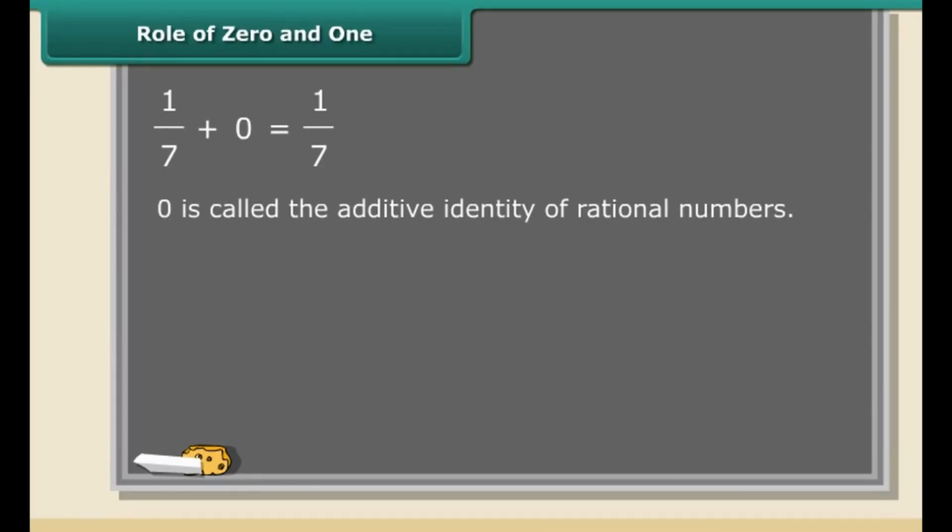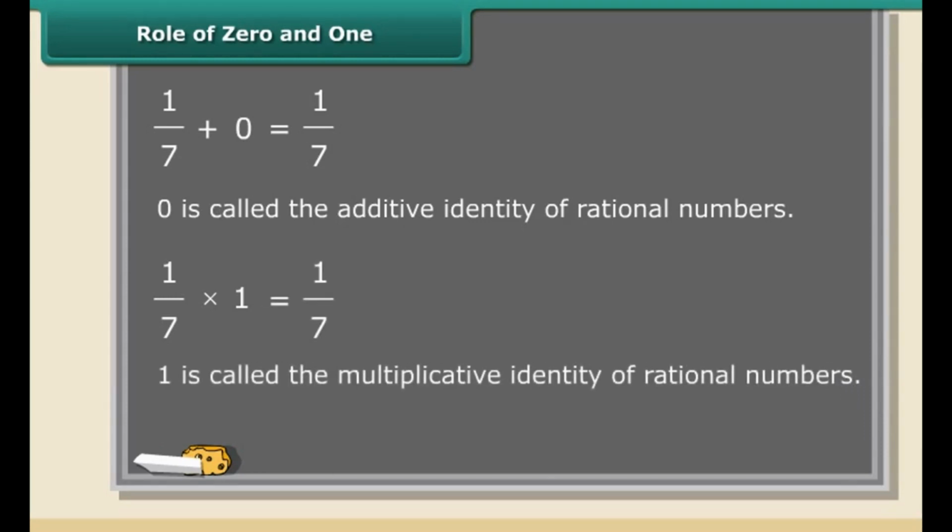Here we have added 0 to a rational number. What did you notice? When we add 0 to a rational number, the sum is always again the rational number. For this reason, 0 is called the additive identity of rational numbers. Now check out the multiplication of a rational number with 1. What did you observe? When we multiply a rational number with 1, the product is always again that rational number. For this reason, 1 is called the multiplicative identity of rational numbers.